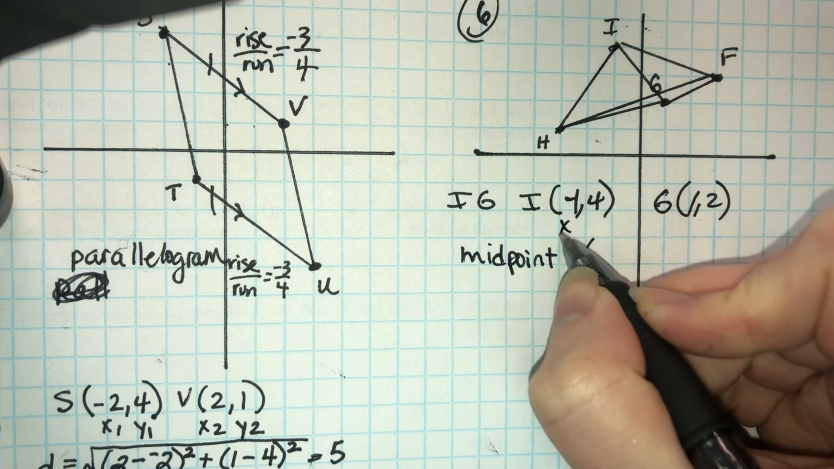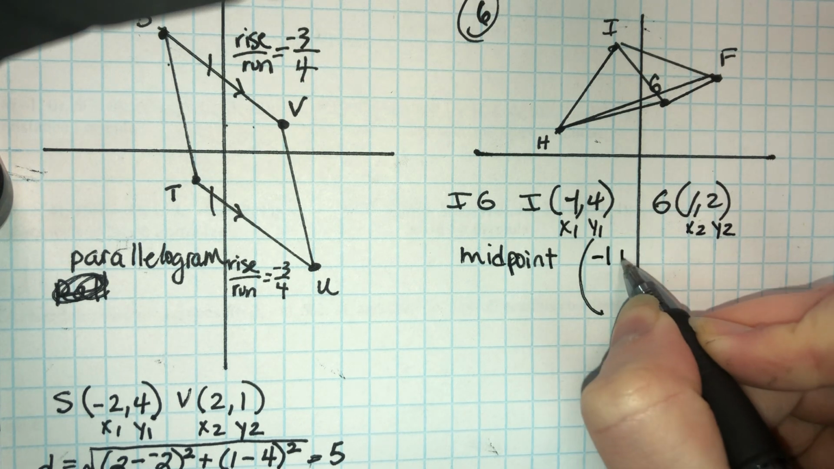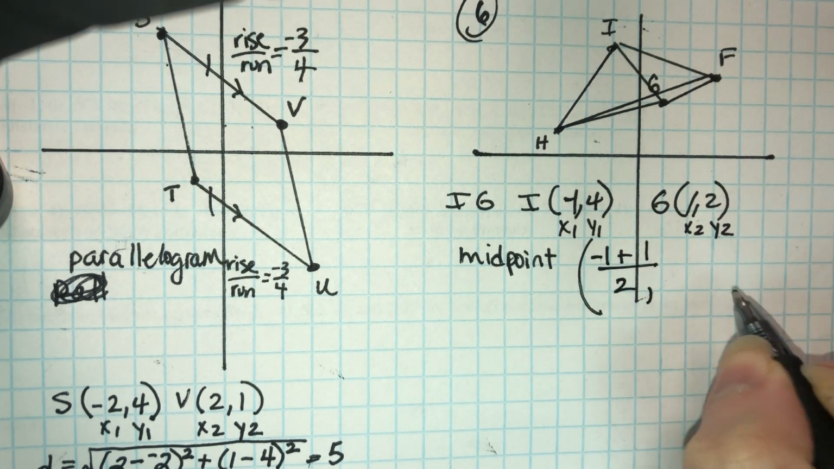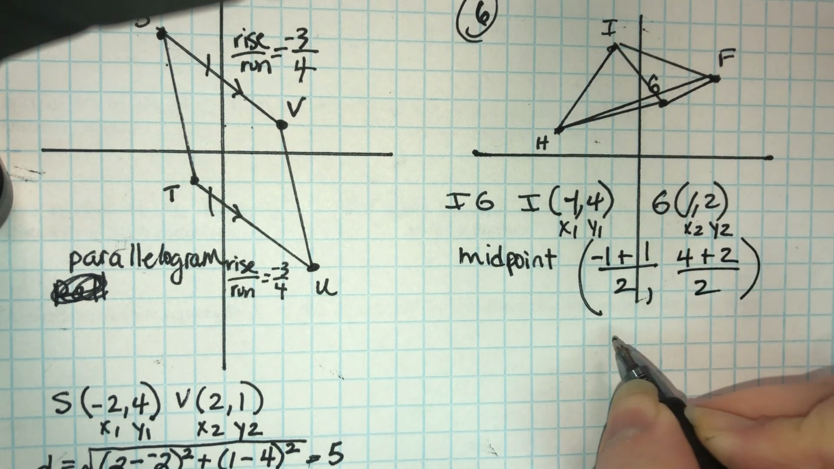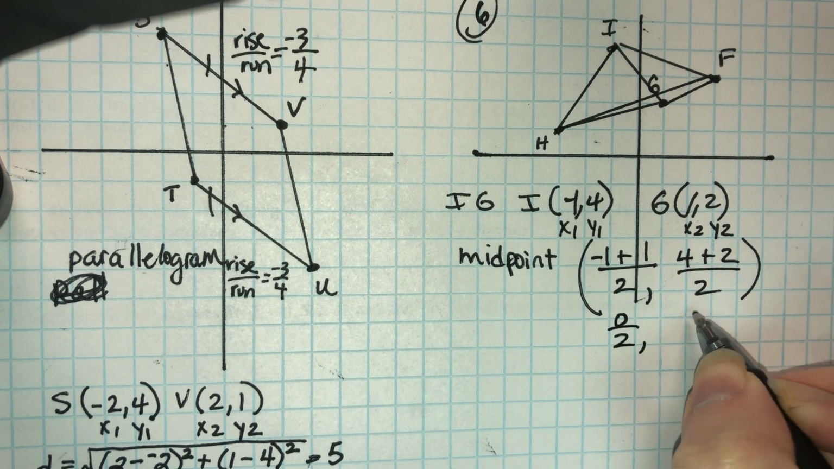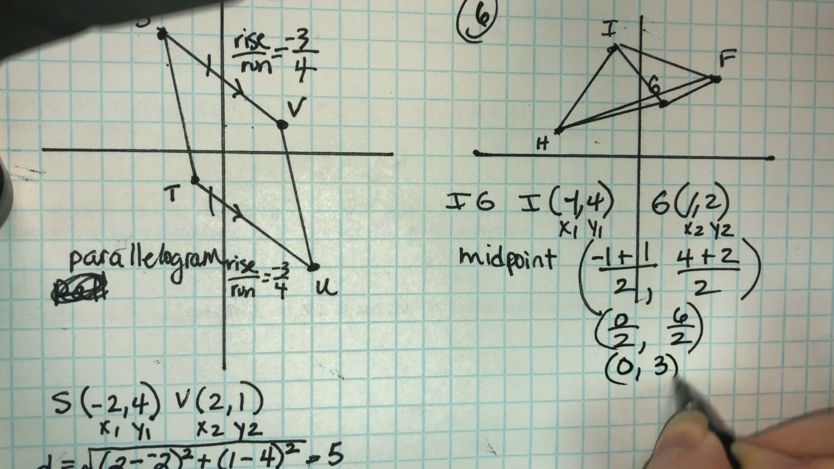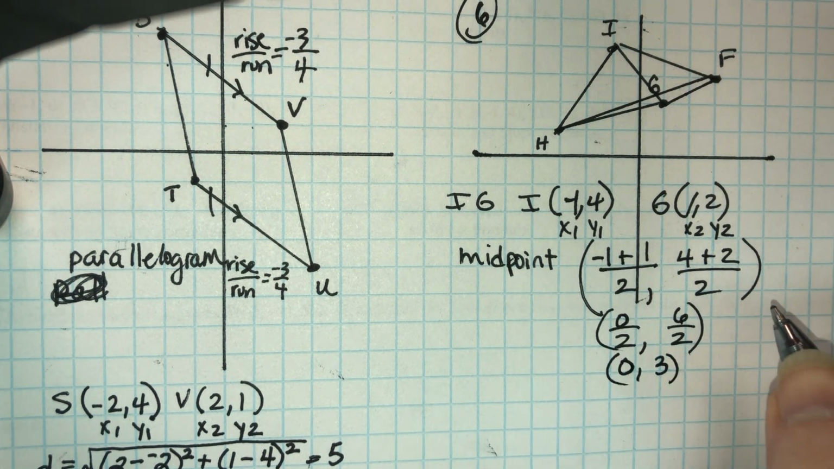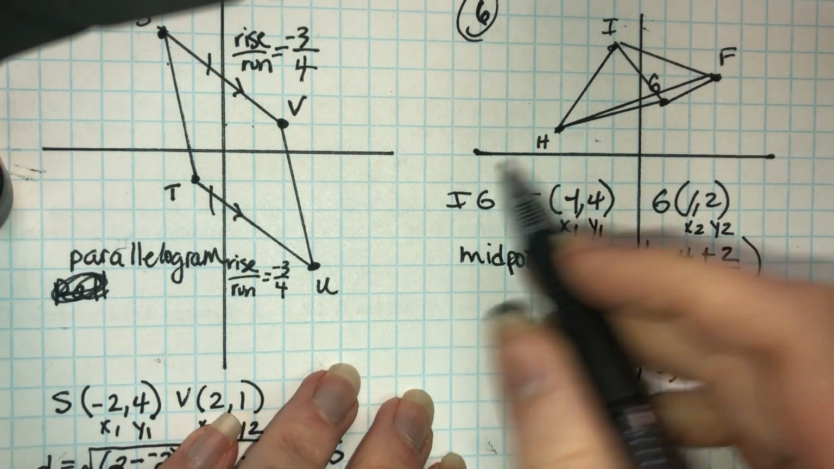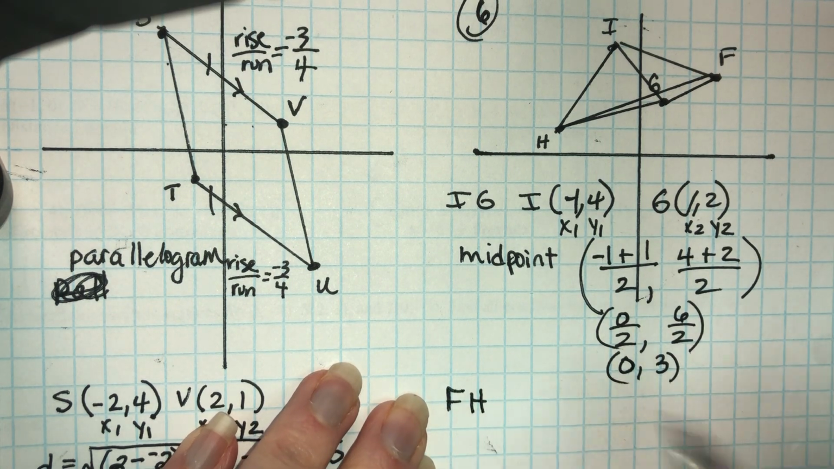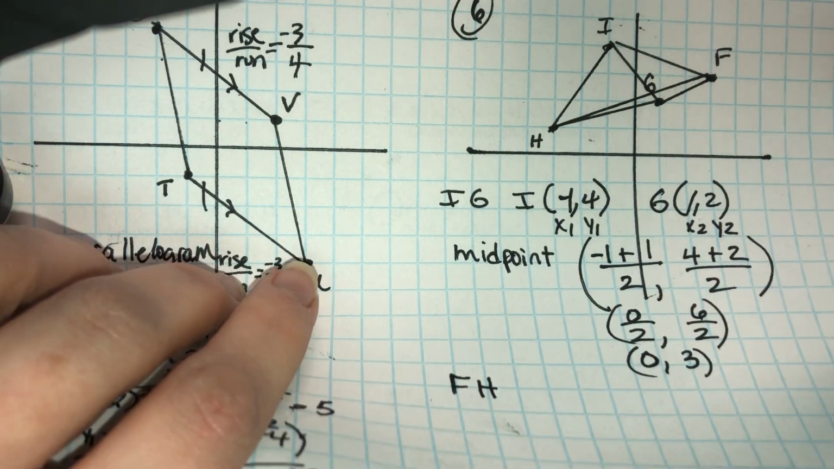So we do x1, y1, x2, y2. We're going to add the x's, -1 plus 1, and then divide by 2. And we're going to add the y's, 4 plus 2, and divide by 2. So 0 divided by 2, and 6 divided by 2. That's 0 and 3. So the midpoint is at 0, 3. Now we need to find the midpoint of the other diagonal from F to H. If we get the same point, then it's a parallelogram. If we get a different point, then it is not.